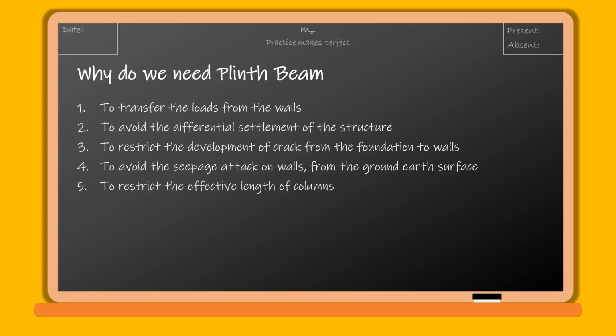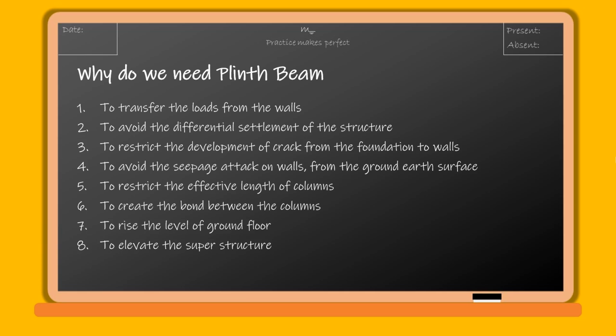To restrict the effective length of columns, when the distance between the columns is higher. To create the bond between the columns. To raise the level of ground floor from the natural ground level, with respect to the level of road. To elevate the superstructure, to avoid the entry of rain water.